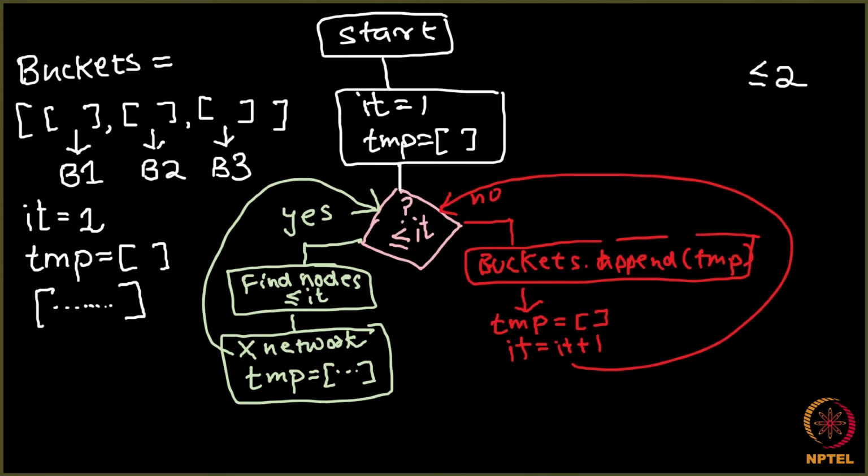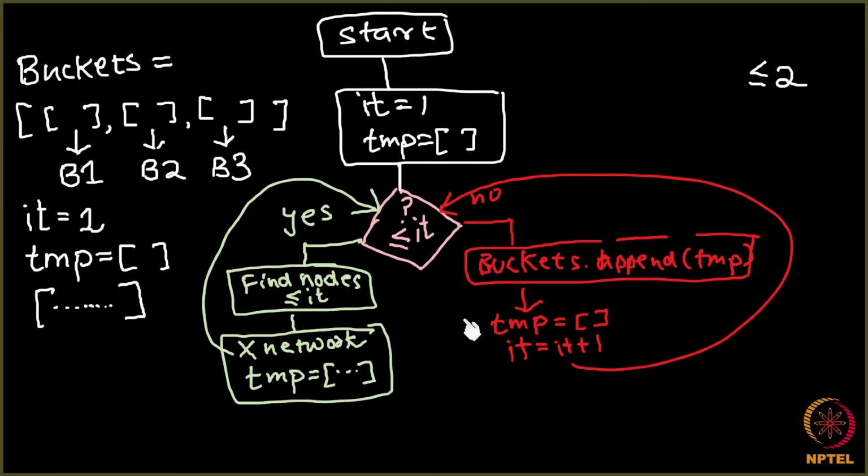So I hope the code structure is clear now. This loop will keep running. So for the value of IT equal to 1, we check whether there are nodes of degree less than or equal to 1. We keep coming back, keep removing nodes having degree less than or equal to 1 till there are no such nodes in the network. And when there are no such nodes in the network, we change IT to 2 and then we check the nodes having degree less than or equal to 2.